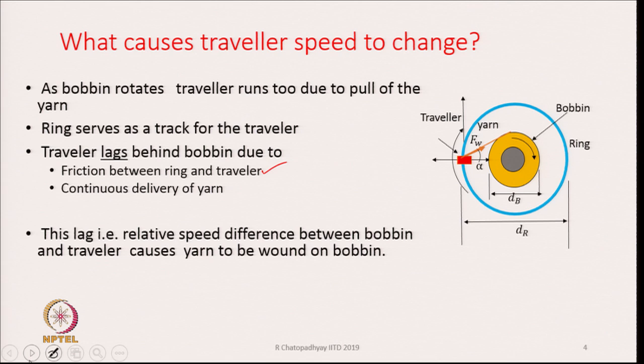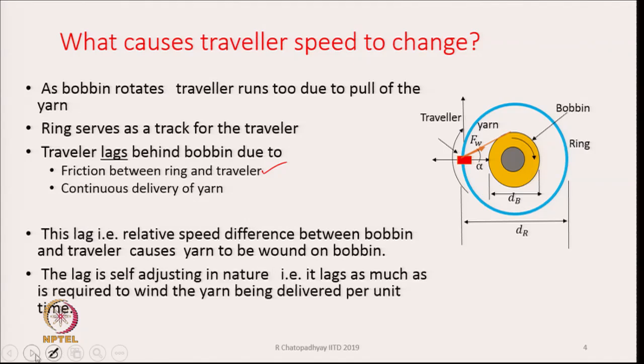So, the lag is basically the relative speed difference between bobbin and traveler that causes the yarn to be wound on the bobbin. The lag is self adjusting in nature. This point is very, very important. It lags as much as is required to wind the yarn being delivered per unit time.